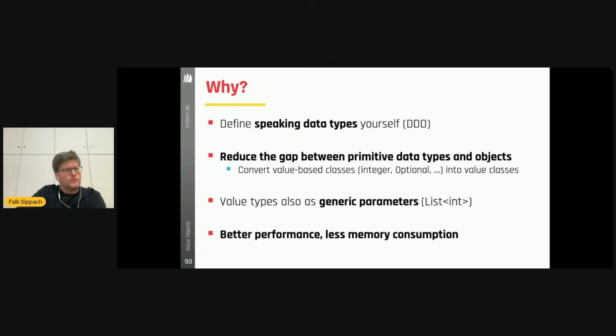Why is it a cool idea, or why are we waiting so long for value types? Because we can now have our own data types, value objects, like those which were already described in domain-driven design as objects without identity.